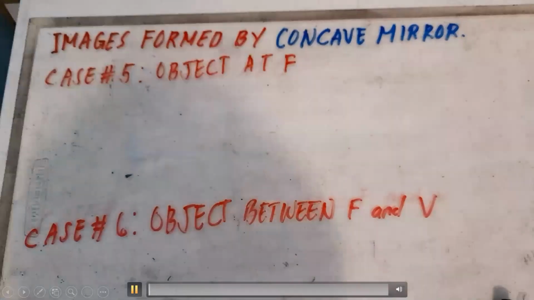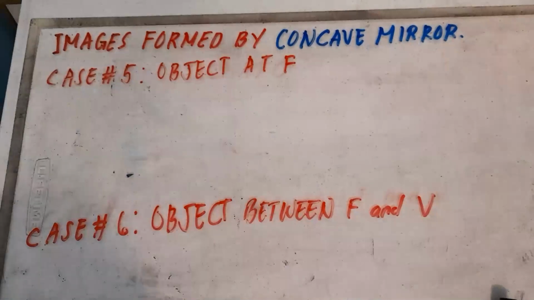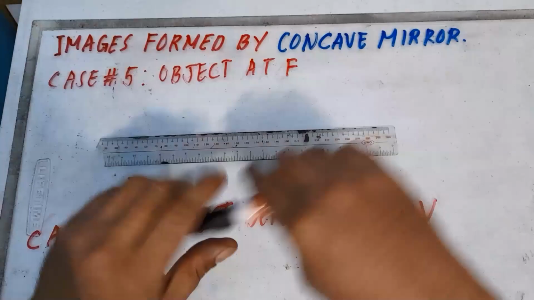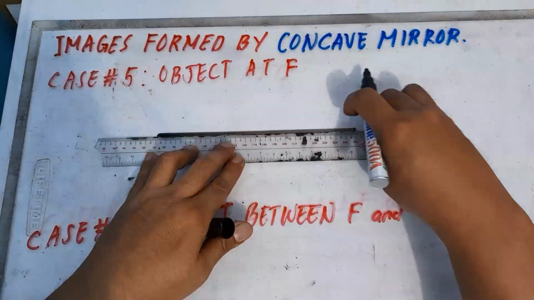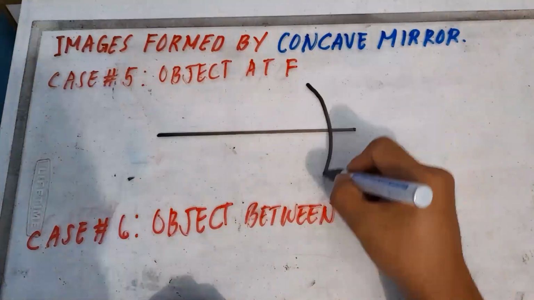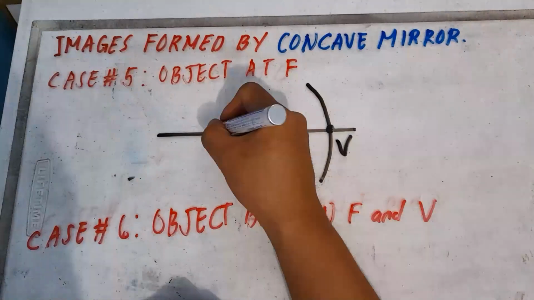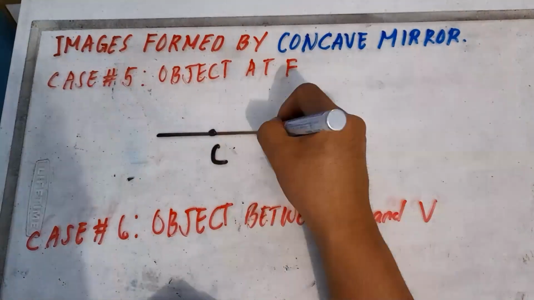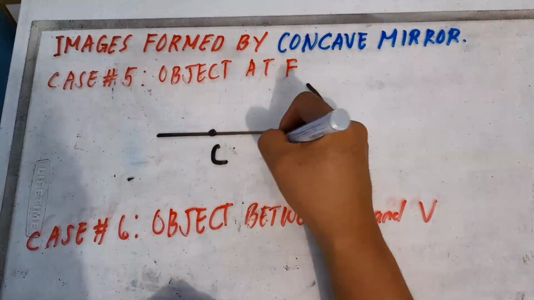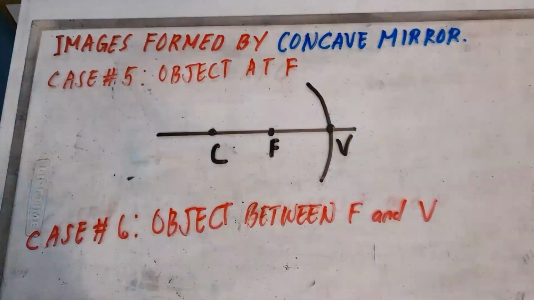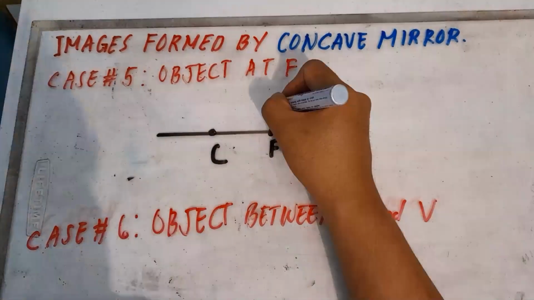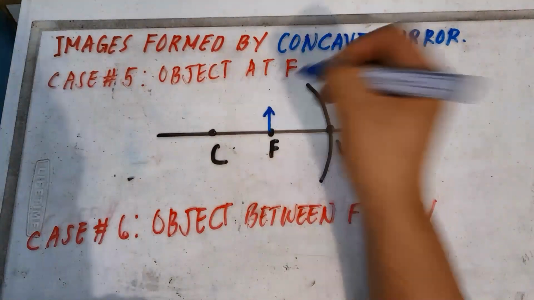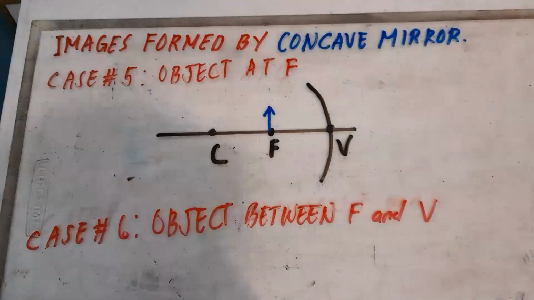Okay, let us now go to case number 5. Object at F or object at the focus. So let us first draw our principal axis and then our mirror. Locate the vertex, the center, and the focus, which is directly at the middle of the vertex and the center. So in this case, the object is directly at the focus. So let us draw the object directly at F and do the light rays.